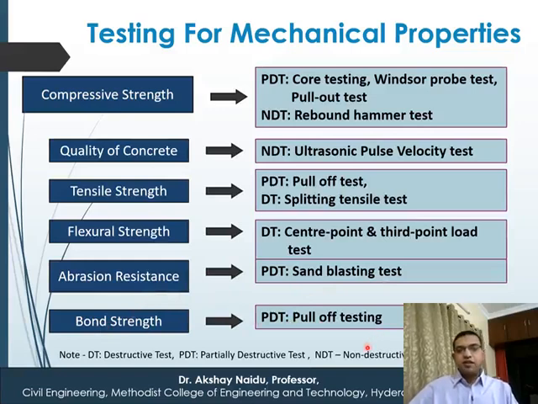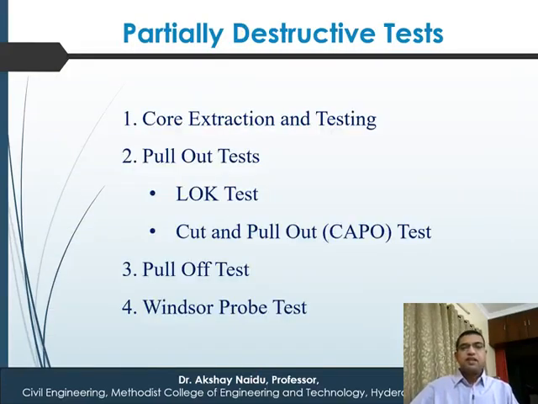In this particular lecture, we will be focusing on partially destructive tests, and we will not consider other tests, and even in partially destructive tests we will not consider sandblasting tests. So these are some of the partially destructive tests that will be discussed in this lecture. Core extraction and testing, pull-out tests, which are of two categories, lock test and CAPO test. CAPO test means cut and pull-out. Next is pull-off test, and then Windsor probe test.